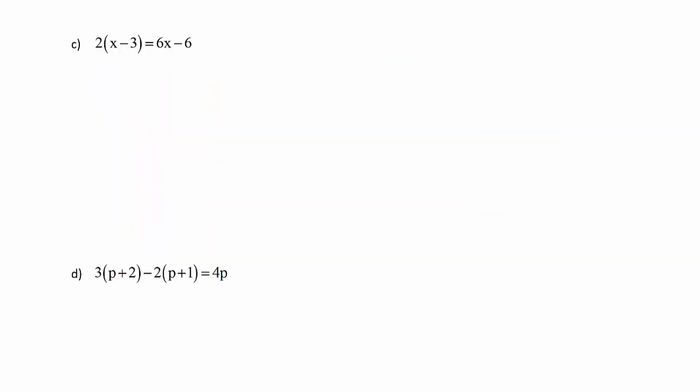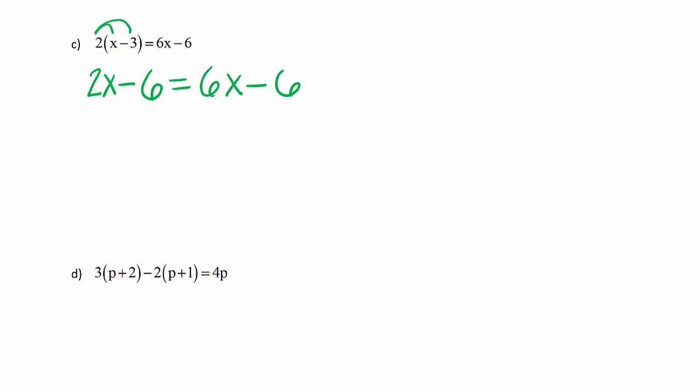All right, I've got 2 more examples. In example C, we do actually have to do that step 1. We have some parentheses. We're going to get rid of them. And to get rid of the parentheses means distribute that 2. So now I've got 2 times x plus 2 times 3 is 6, and that equals 6x minus 6.